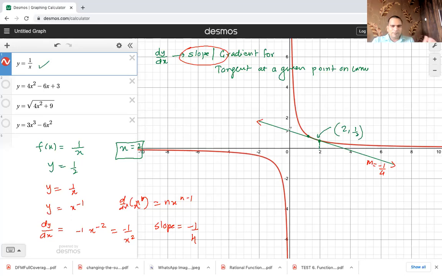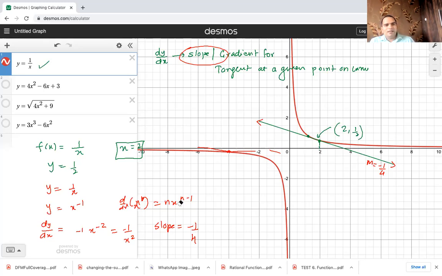Now let us take a couple more examples. For example, if I had to find the slope at x equals minus 4, then I'll just plug in the x coordinate as minus 4 here. So the formula that you got from the derivative is actually the slope formula for that curve at any given point. You just need to plug in the x value.